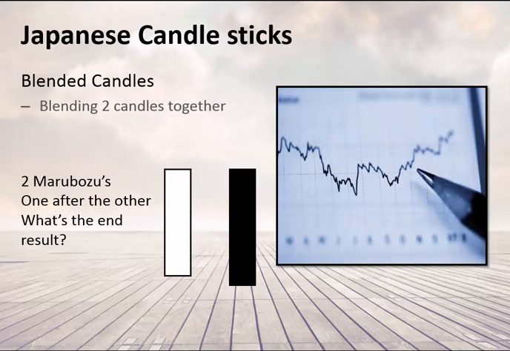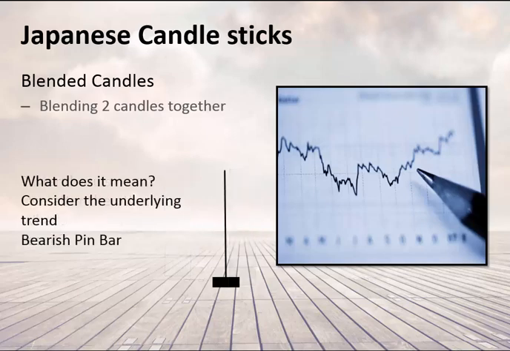So the first one there, we've got a very bullish Marubozu, big white candle, shaven head, and that's followed by a very bearish Marubozu. So what does the end result look like if we were to merge these two candles together? That is a very bullish up day or up period, followed by a very bearish downward period. And you can see that the end result by combining these two is a very bearish pin bar.